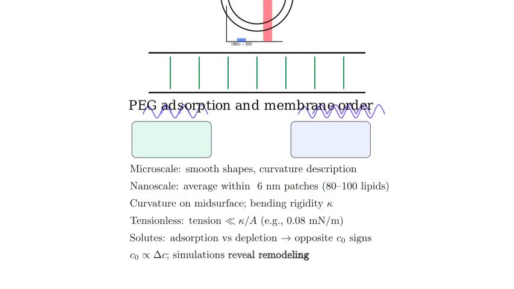Summary: on the micrometer scale, membranes are smooth, and we describe them by curvature. On the nanometer scale, thermal protrusions roughen the interfaces, so we define curvature by averaging within small patches that contain many lipids. Curvature is set on the midsurface. Bending rigidity quantifies resistance to bending, and curved states appear for tensionless membranes when tension is much smaller than kappa over A. Attractive adsorption and repulsive depletion of solutes create spontaneous curvature with opposite signs, both varying linearly with concentration difference. Finally, molecular simulations now let us visualize and quantify complex remodeling processes like fusion, adhesion, and polymer adsorption.